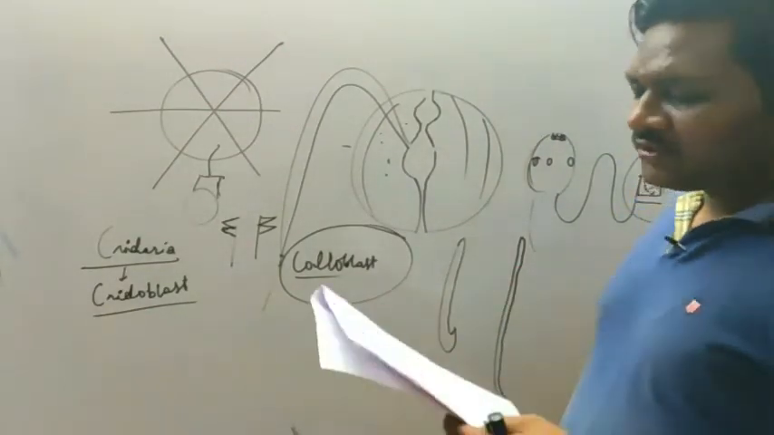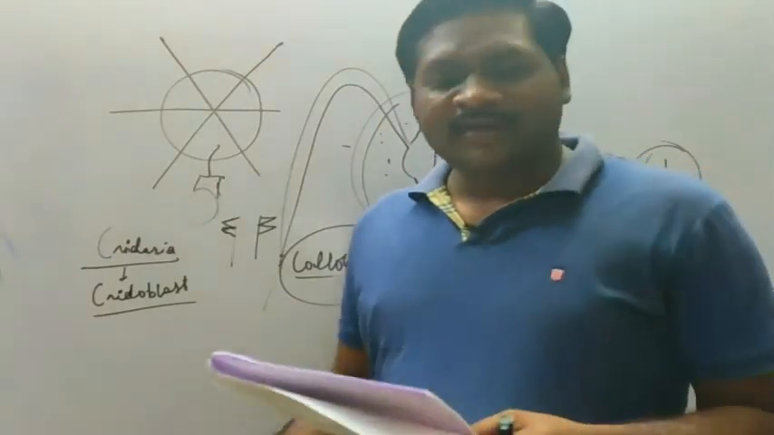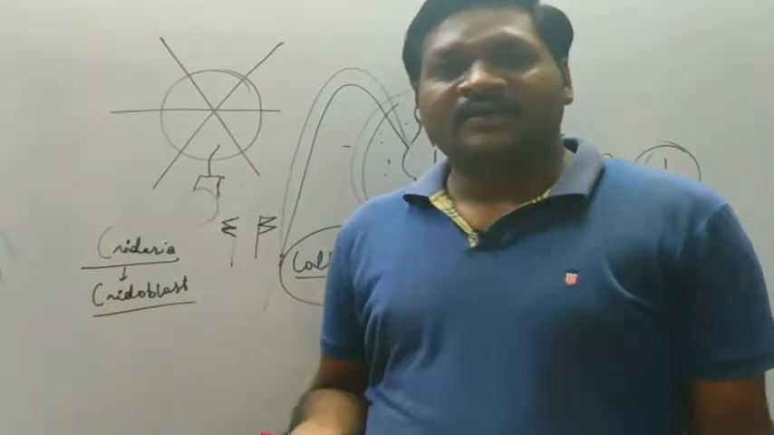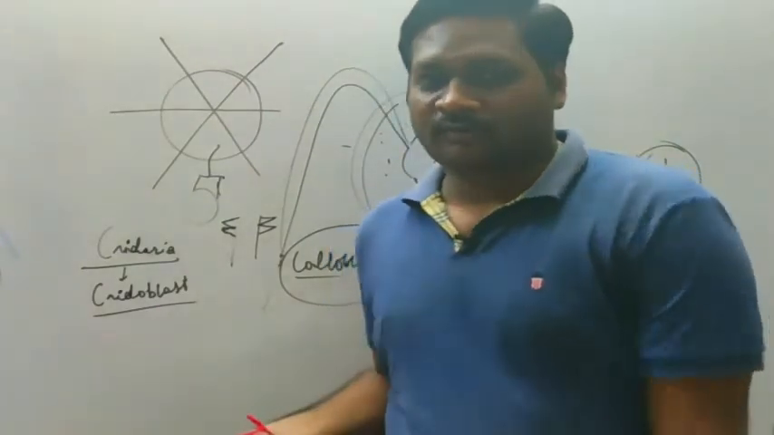So the correct option for this is Echinodermata. Generally, starfish is the example. These are found only in marine water.